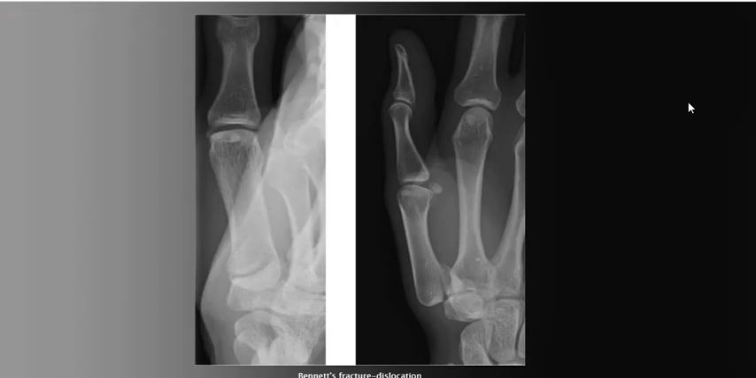So moving on to the thumb, we can see this is an eponym called a Bennett's fracture dislocation. There's an oblique fracture through the base of the first metacarpal, and this is an intra-articular fracture of the first metacarpal, usually with dorsal subluxation, and we call this the Bennett's fracture dislocation.